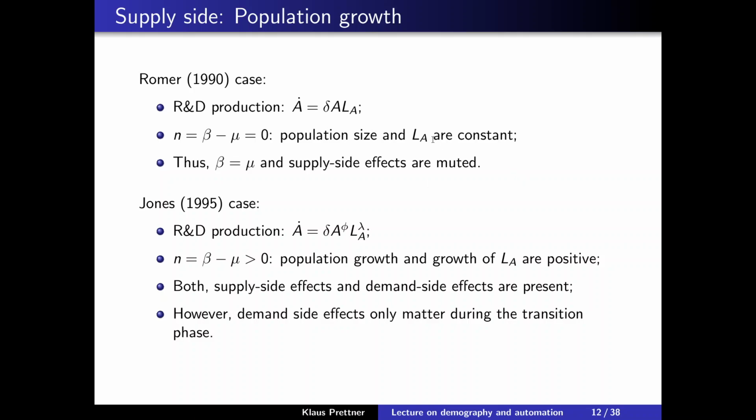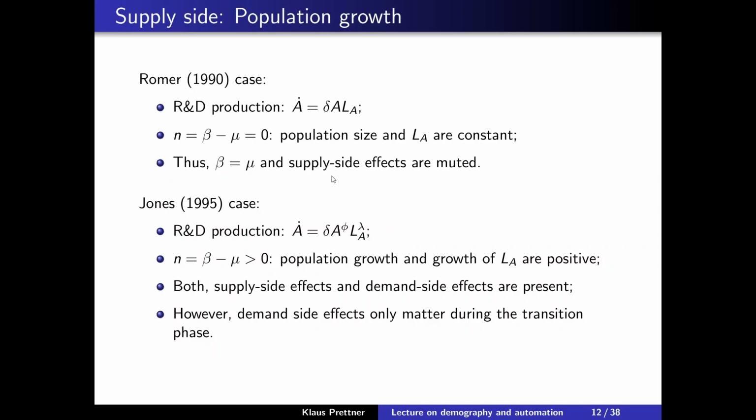So the population size is assumed to be constant in the Romer model, which implies that the population growth rate must always be 0. And that implies in turn that the fertility rate and the mortality rate have to be equal, so that population size and the number of scientists are constant. And if I assume this, population growth cannot be positive, and so the supply side effects of demographic change are switched off, basically.